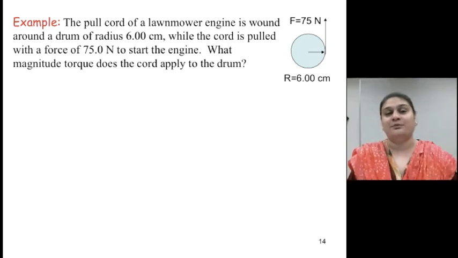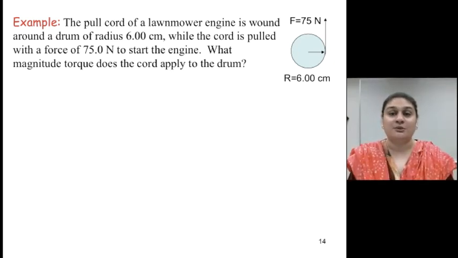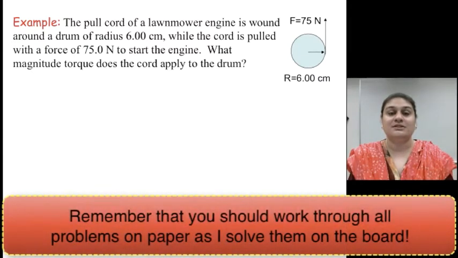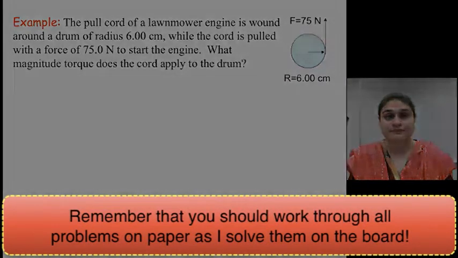So now let's look at an example. A pull cord of a lawnmower engine is wound around a drum of radius 6 centimeters, while the cord is pulled with a force of 75 newtons to start the engine. What magnitude torque does the cord apply to the drum?